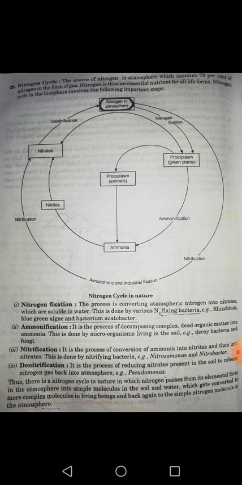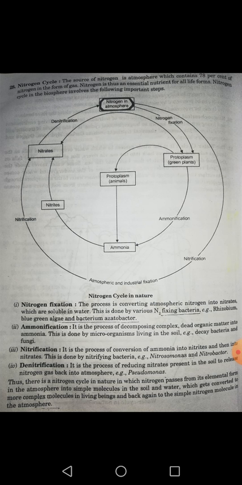Initially, green plants can take nitrogen either in the form of nitrates or nitrites. Mostly they take up this nitrogen in the form of nitrates. The process of conversion of atmospheric nitrogen into nitrate or nitrite is called nitrogen fixation. This nitrogen fixation can be done in two different ways. The first is through abiotic factors and the second is through biotic factors.